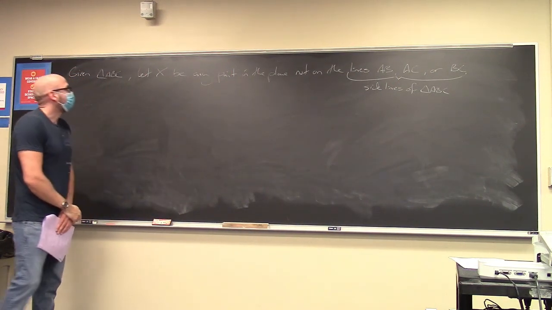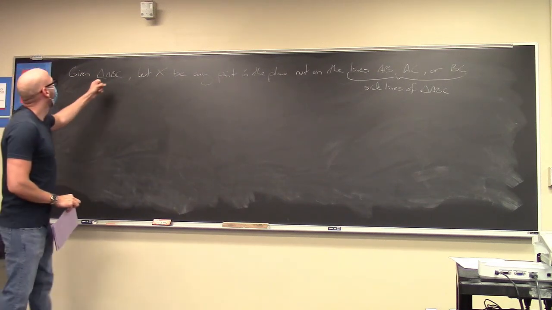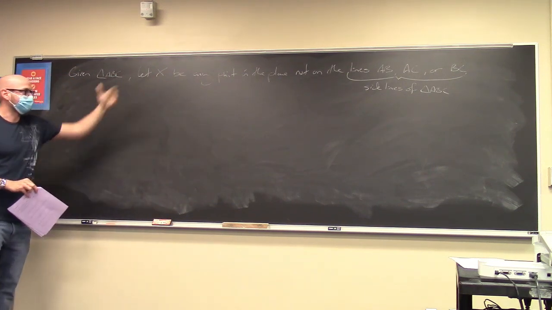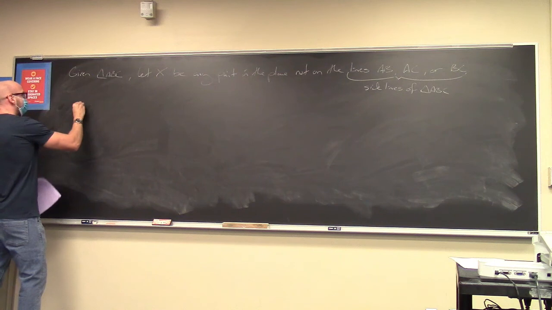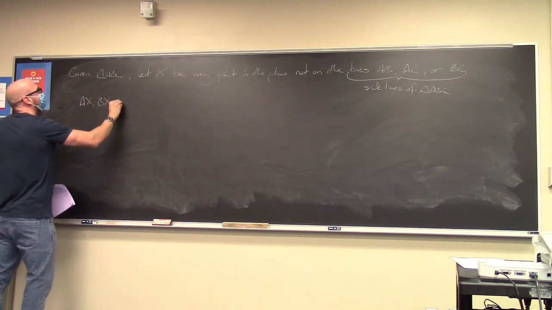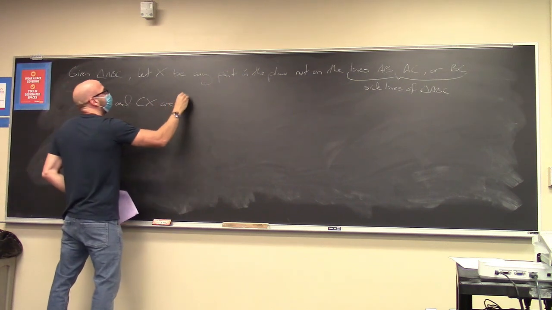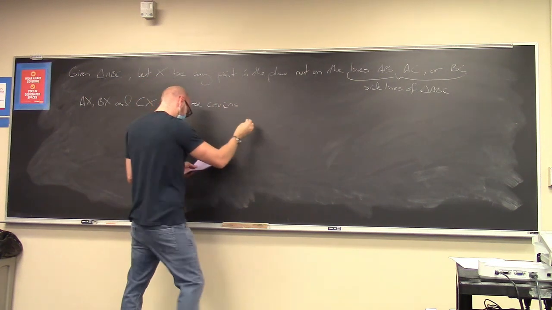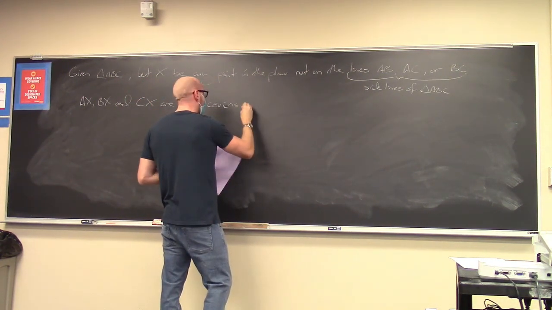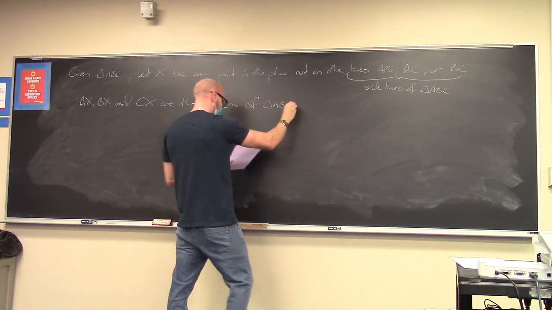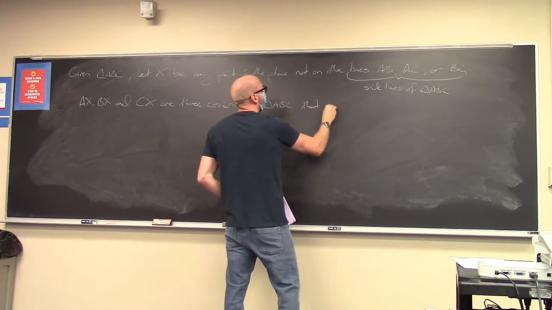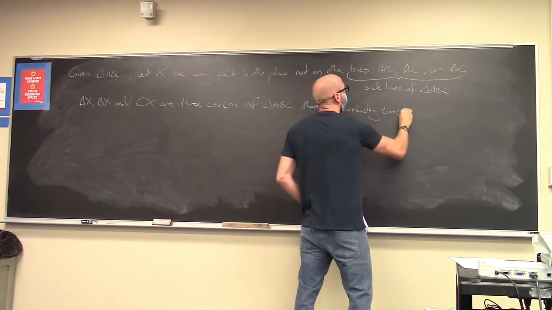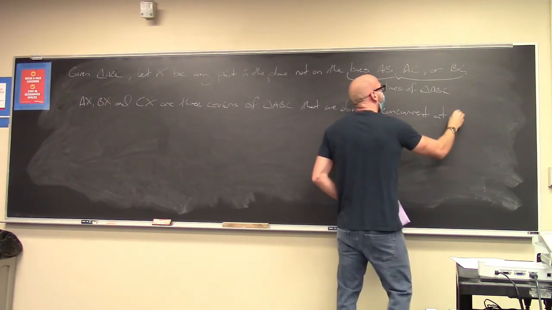And what I'll note is that if I connect vertices A, B, and C to X, I have three Cevians that must be concurrent at X. So AX, BX, and CX are three Cevians of triangle ABC that are obviously, by definition, concurrent at X.